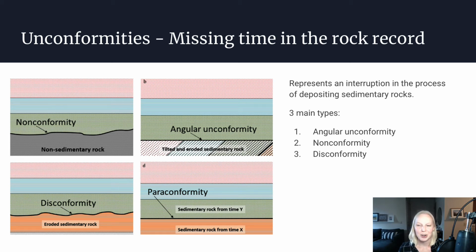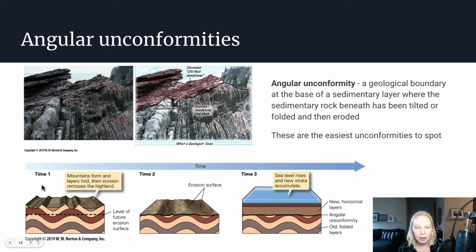But to me, there are 3 main types. There are angular unconformities, nonconformities, and disconformities. We'll talk about angular unconformities first because I think these are the easiest to spot in reality.